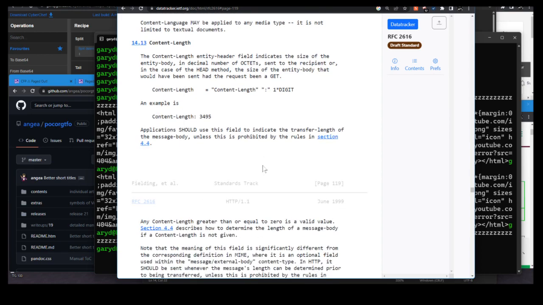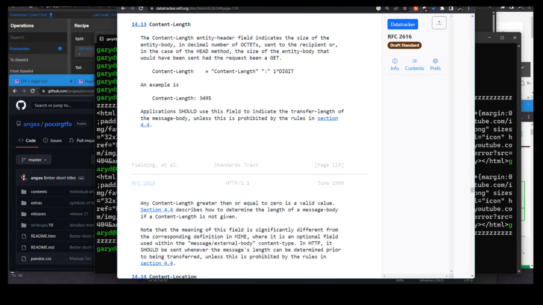Applications should use this field to indicate the should. Look, and see, this is important. It's in uppercase, right? Applications should use this field to indicate the transfer length of a message body, unless minutia rules.